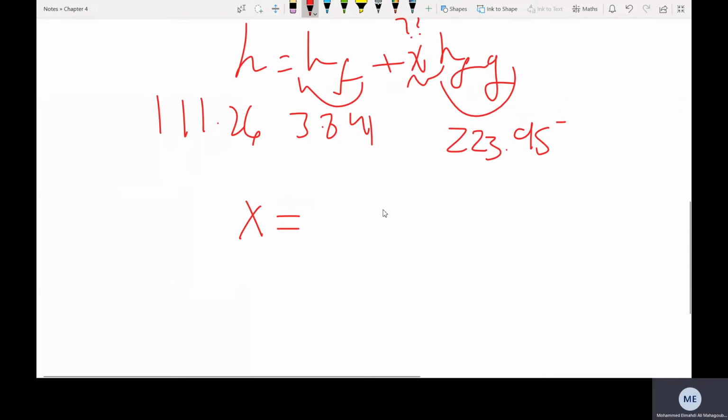I think they got it 0.4 something. Okay, so 111.26 is equal to 3.841 plus x multiplied by 223.95. So x should be equal to 0.479. So you can say 0.48. Okay, you can say it is 0.48 in this scenario. Okay, let me go back. Yeah, it is approximately 0.48.